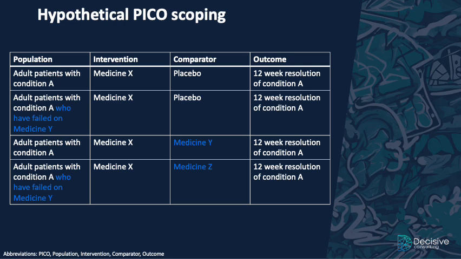Moving on, it may actually be that for patients who have failed in clinical practice medicine Y, they get medicine Z. And so here we're up to 4 PICOs. The outcomes haven't changed, the interventions haven't changed, but what we are seeing is that there could be different comparators, as well as patients as a whole and patients who have failed medicine Y.